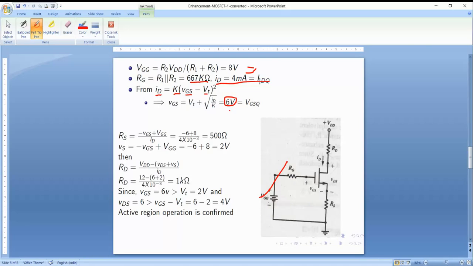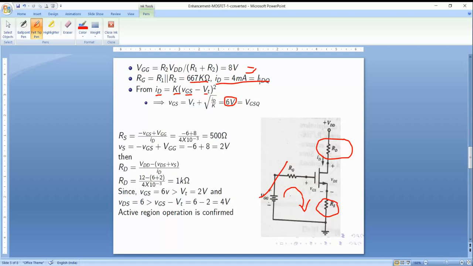But the problem has asked to determine the values of RD and RS such that the MOSFET is operating in the active region. So in order to find the value of RS, we need to apply KVL. If you write a KVL equation for this loop, it is minus VGG plus IG RG plus VGS plus ID into RS is equal to 0. As IG RG is 0, the equation becomes minus VGG plus VGS plus ID RS equals 0.